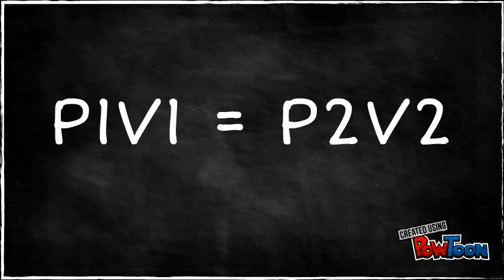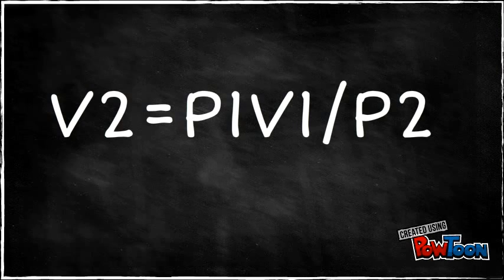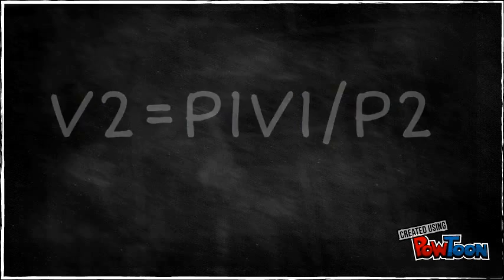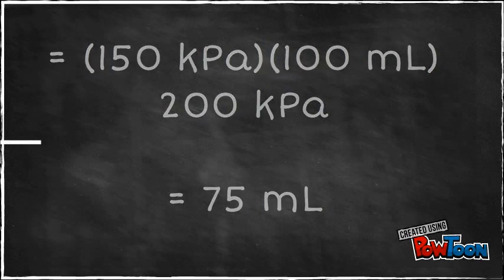P sub 1 times V sub 1 equals P sub 2 times V sub 2. V sub 2 equals P sub 1 times V sub 1 over P sub 2, which equals 150 kilopascals times 100 milliliters over 200 kilopascals, which equals 75 milliliters.